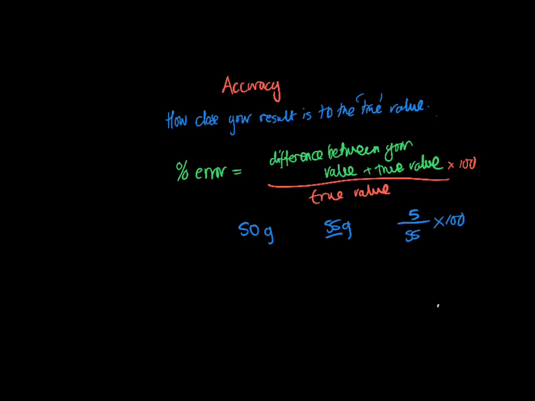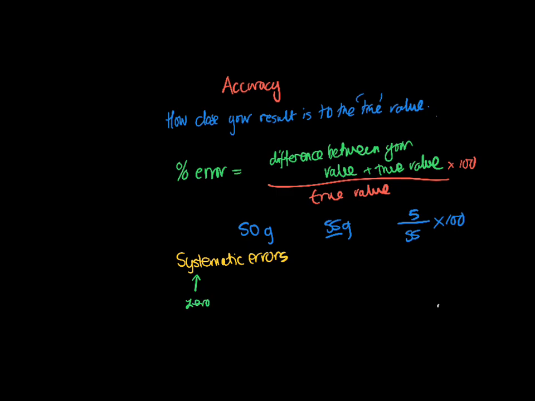Now, what accuracy tells you about is the size of your systematic errors. So systematic errors are things that are always going to affect your results in the same direction. They're always going to make your results too large, or always too small. If you identify a systematic error, you should always tell us which way it's going to affect your results.